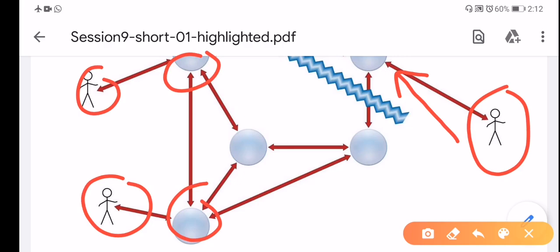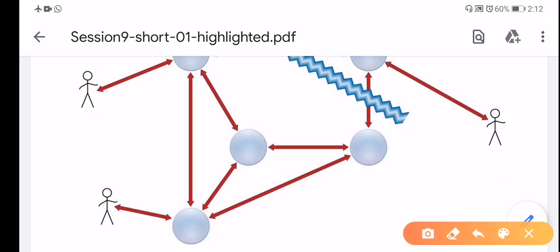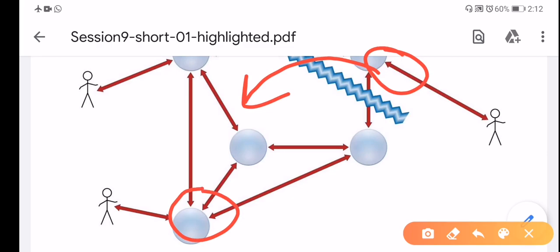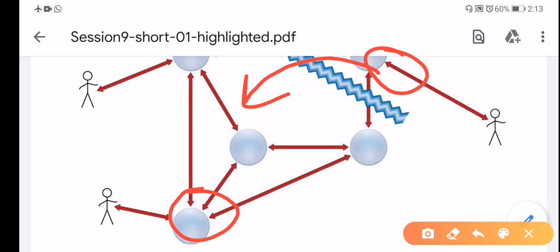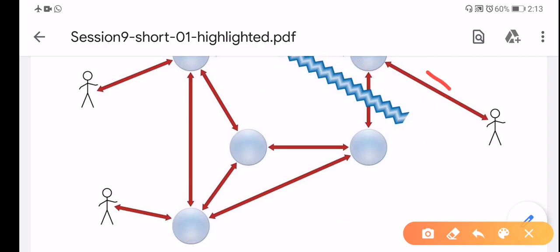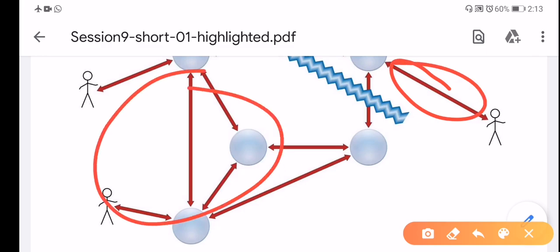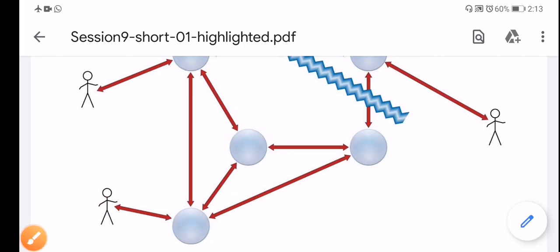But the problem is that any update in this node cannot be propagated to the other side, or any update made on this node by this client, for example, cannot also be updated to this node. It means that the system is not consistent. The data on this side are different from the data on this side, and this is a problem that we may face.